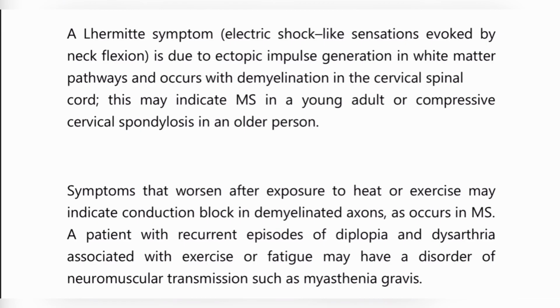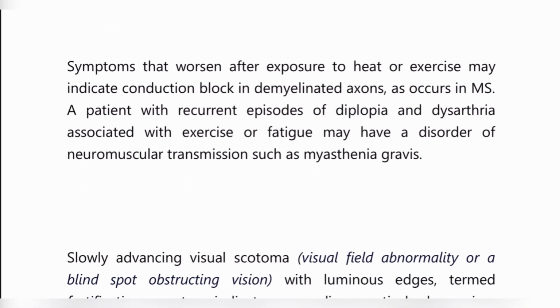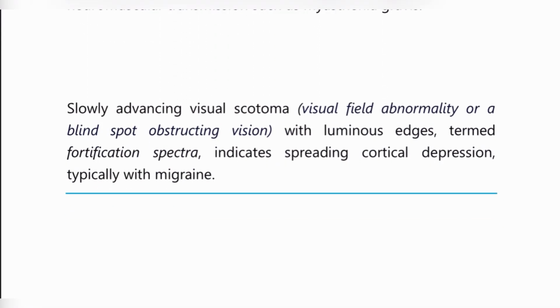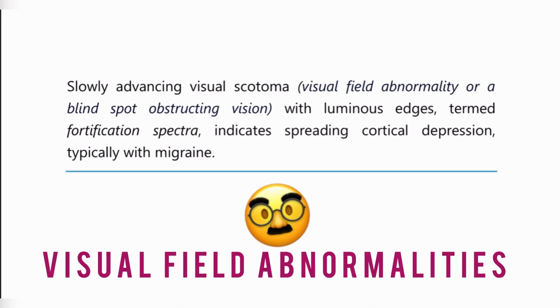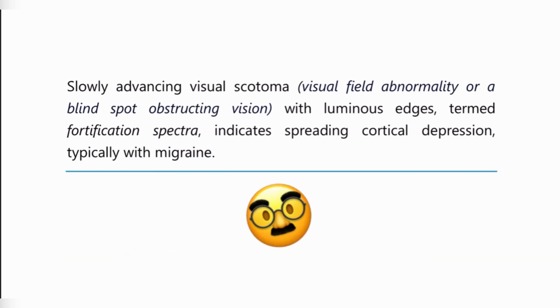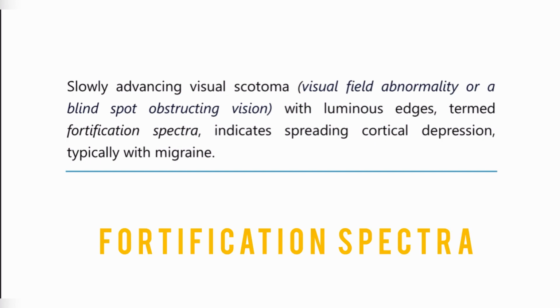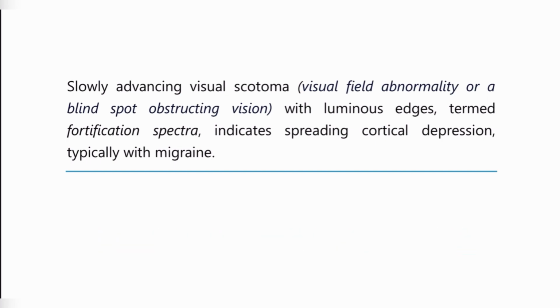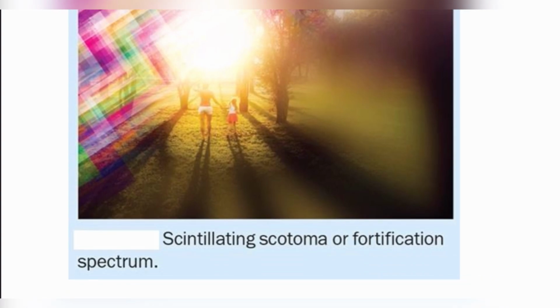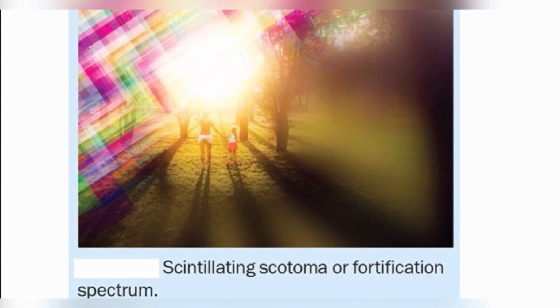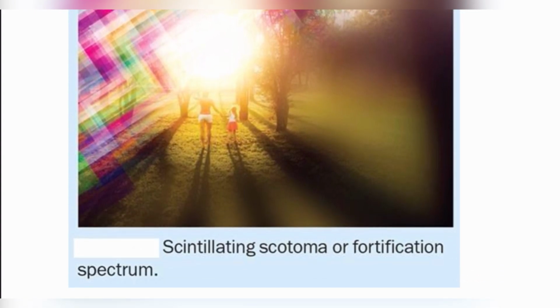Sometimes the history may also suggest multiple sclerosis as well as neuromuscular transmission disorders like myasthenia gravis. Slowly advancing visual scotomas, which are visual field abnormalities or blind spots obstructing the vision with luminous edges, called fortification spectra, can be seen in migraine. Here is a picture of a fortification spectrum, also called scintillating scotoma, where there is a scotoma surrounded by a bright illuminated border.